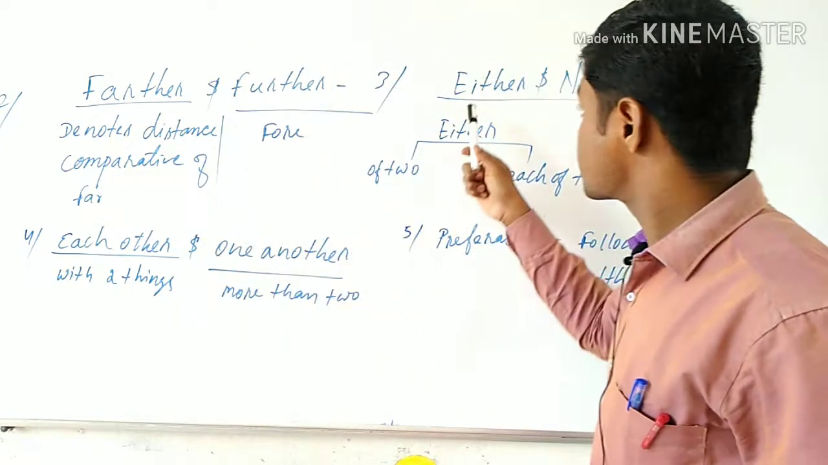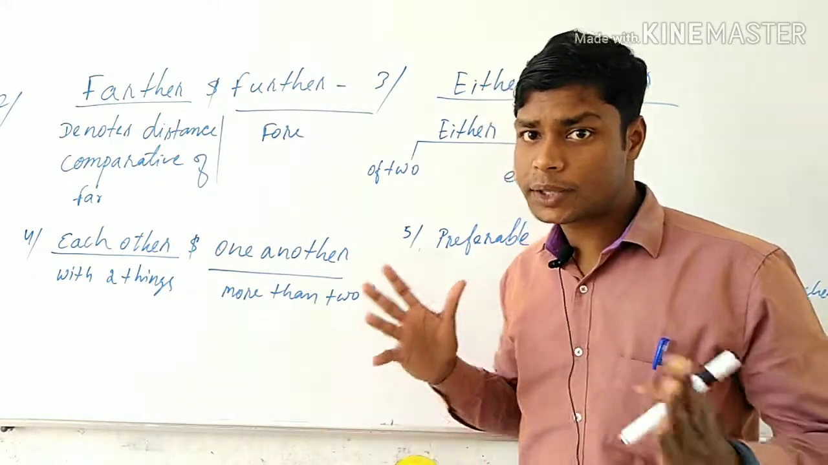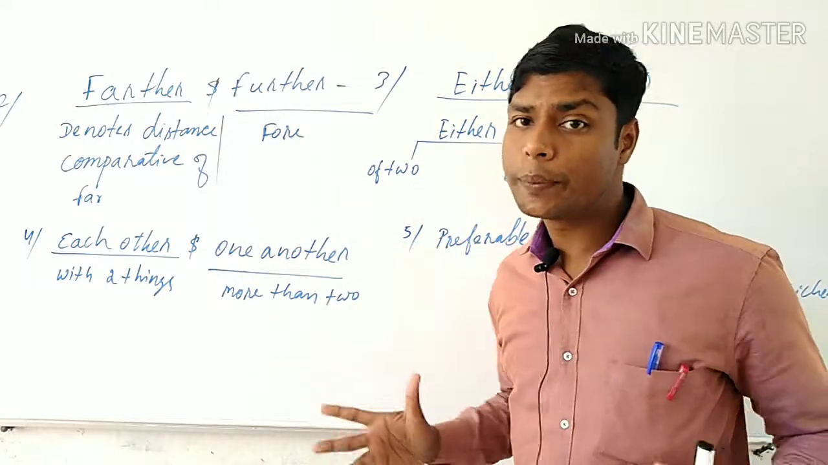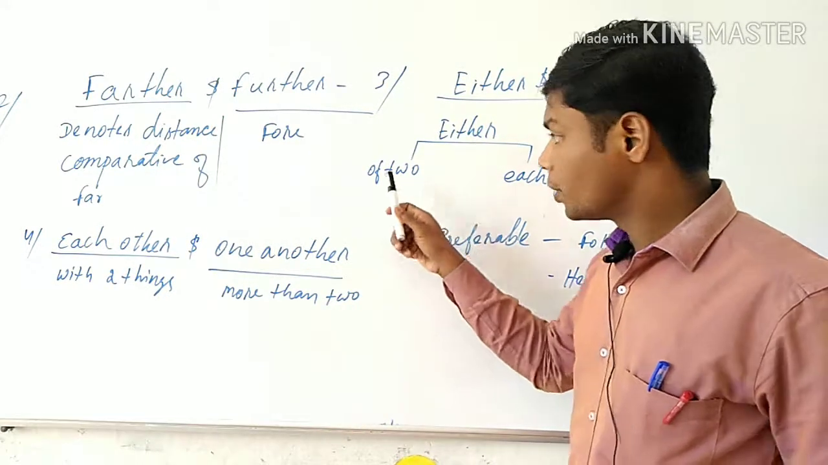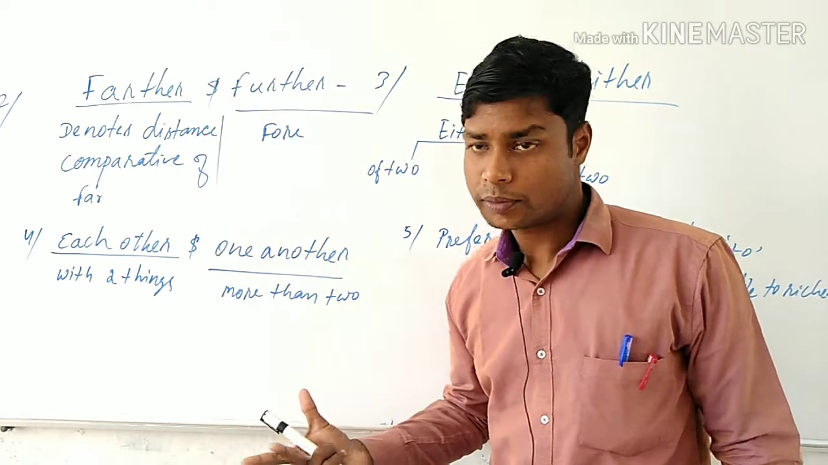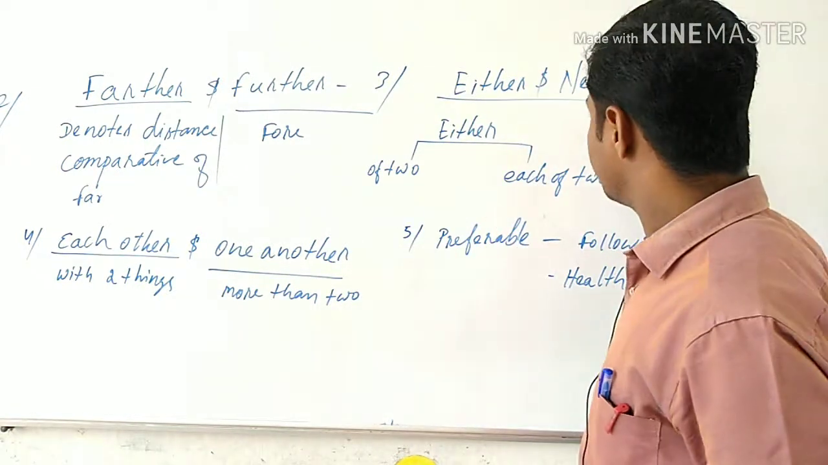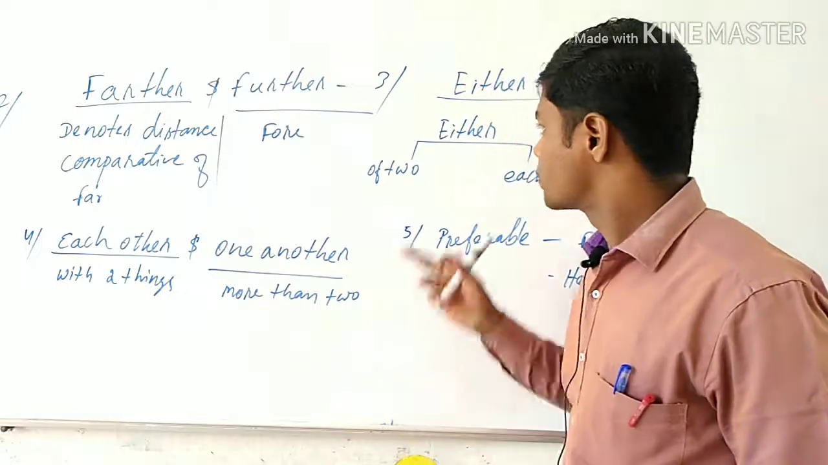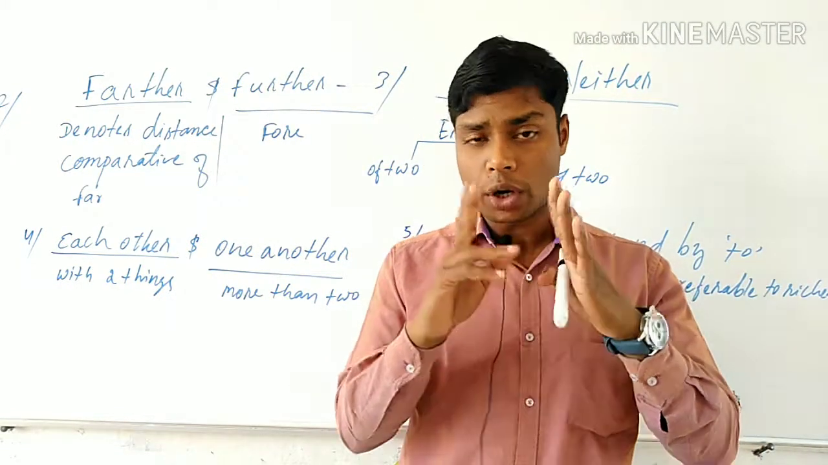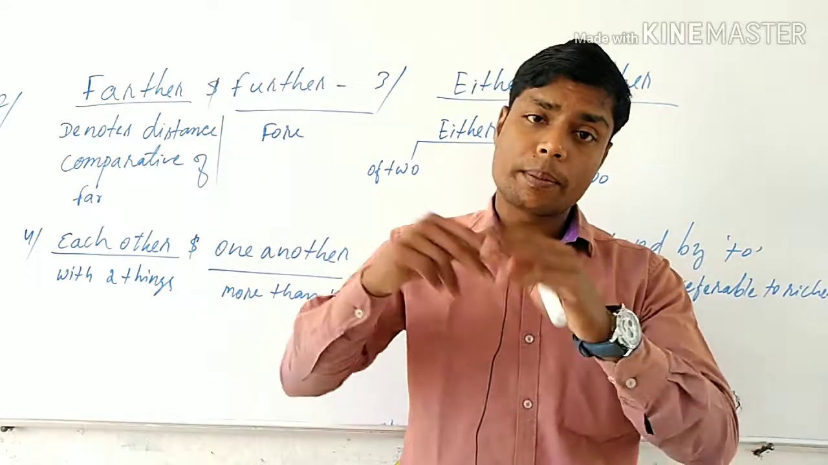Now before we come to each other and one another, let us come to either and neither. Either has two meanings. This adjective either has two meanings. What is that? Either means one of two, and either means each of two. So either is used with positive and neither is the negative of either. Normally it is used between two persons when we say either of you.